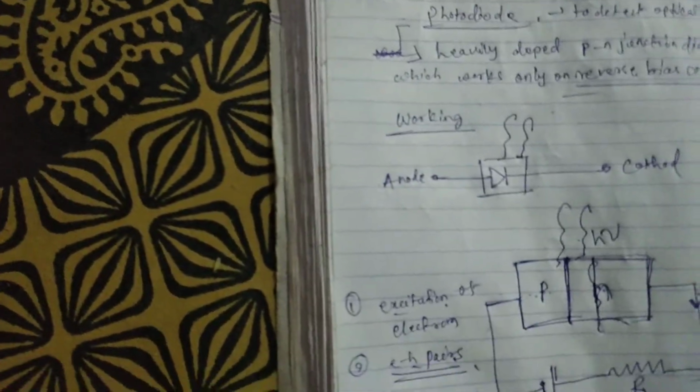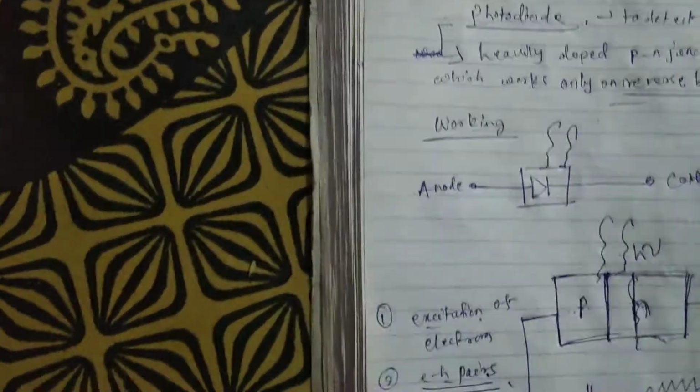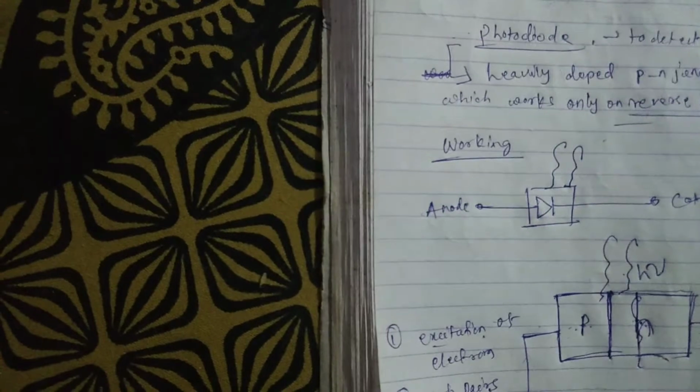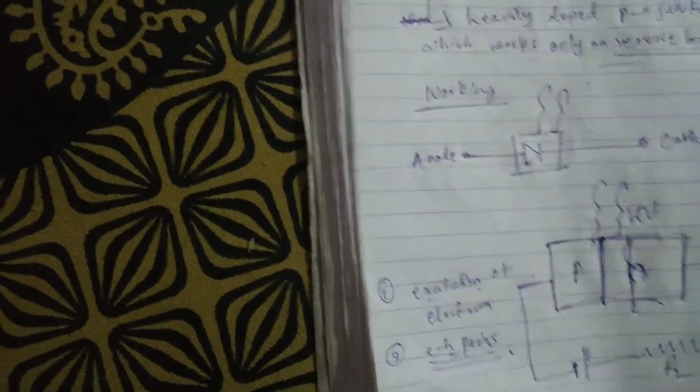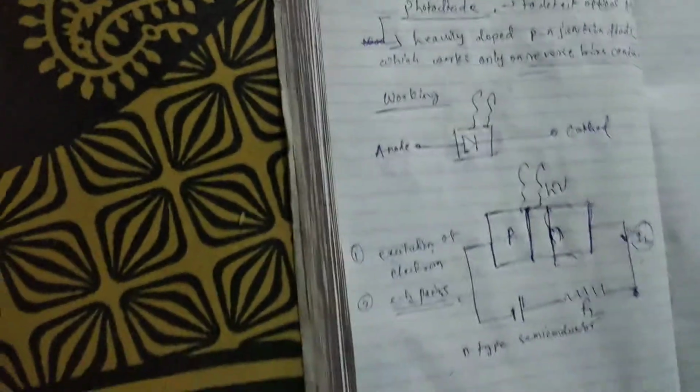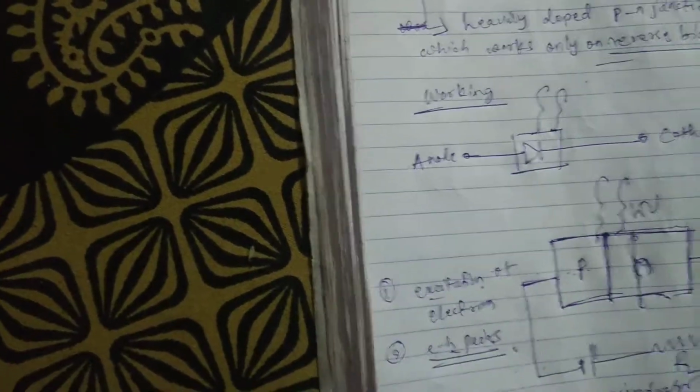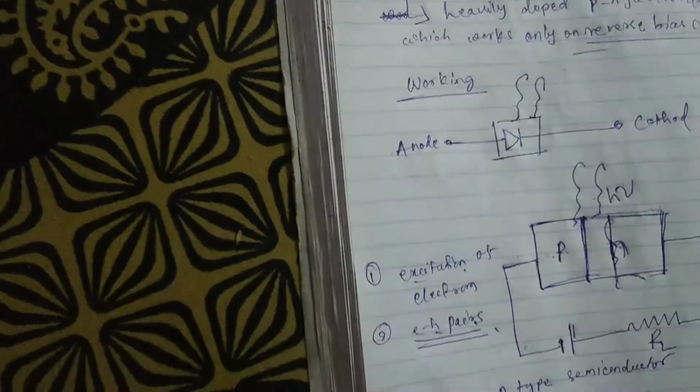Now I will explain why it works in reverse bias conditions. Suppose we take an n type semiconductor. In an n type semiconductor, both holes and electrons are there. Both electrons and holes will be present, and in a p-n type junction, n type and p type, both holes and electrons will be present.